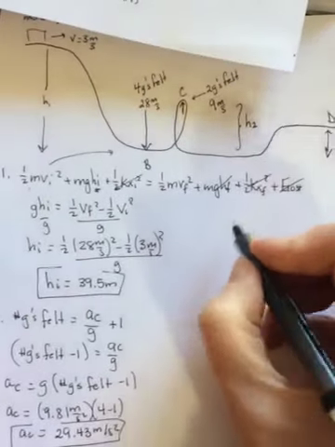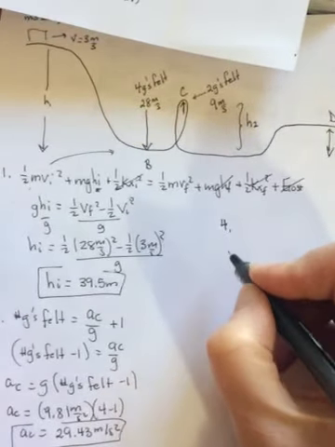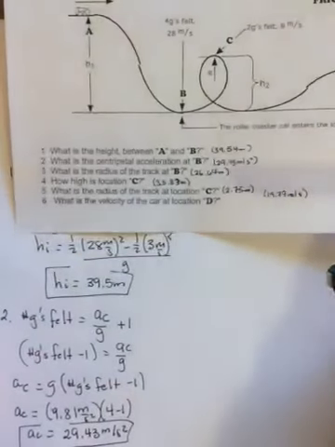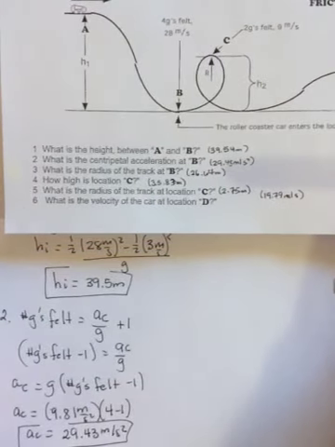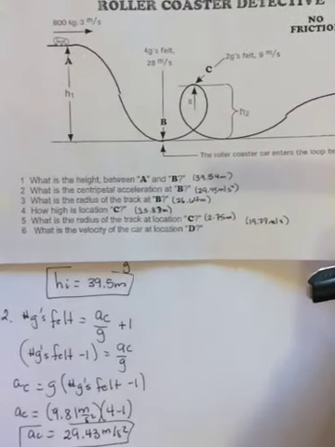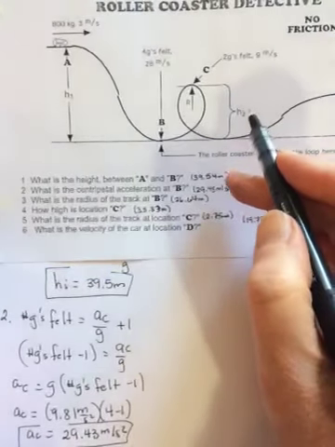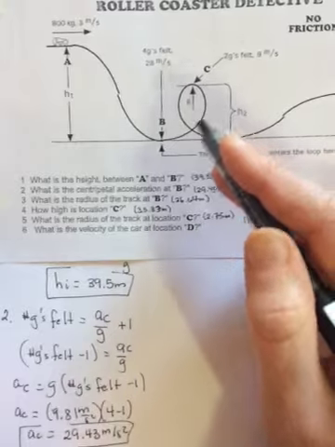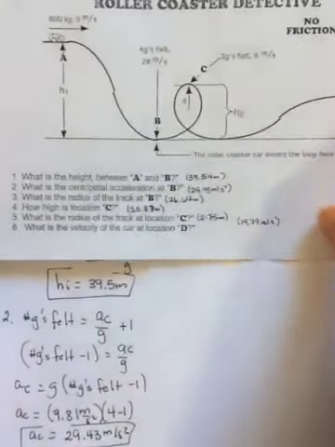Number 4 says, how high is location C? So now you're looking for h2. You're looking for a change in height, and when you're looking for a change in height, use energy.